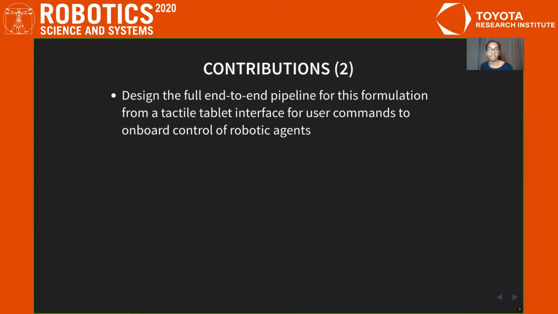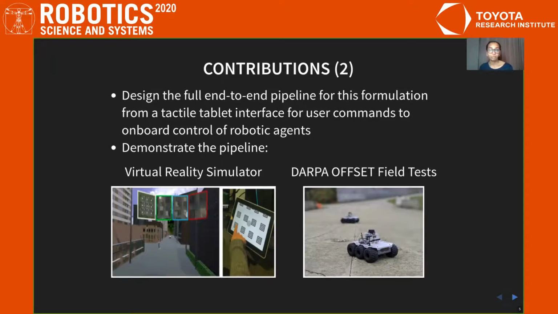Furthermore, we designed the full end-to-end pipeline for this control formulation from a tablet interface we developed for user commands to onboard control of robotic agents. We demonstrated in both a virtual reality simulated test environment for a swarm of quadcopters assisting an operator in the field and on hardware in real-world experiments at the DARPA OFFSET field tests using a swarm of Aion rovers.